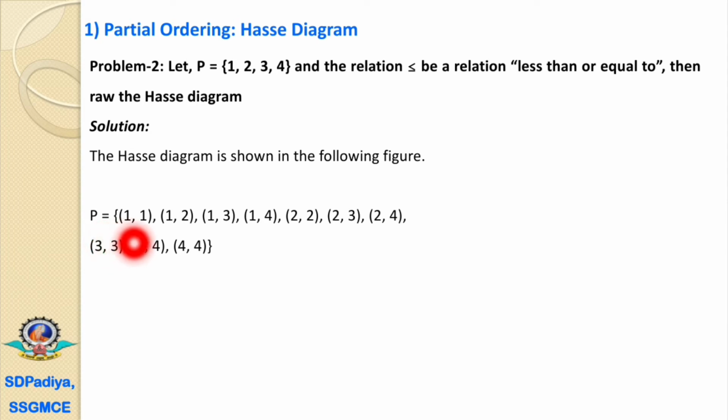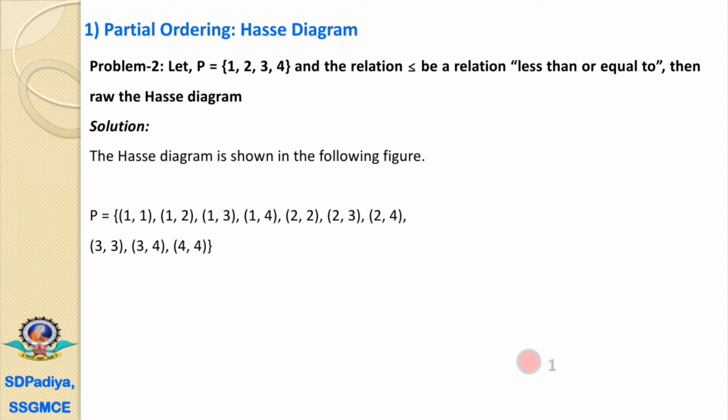then it will be 1 comma 1, because 1 is less than or equal to 1, 1 is less than or equal to 2, 1 is less than or equal to 3, 1 is less than or equal to 4. Same for 2 is less than or equal to 2, 2 is less than or equal to 3, then 2 comma 4, 3 comma 3, 3 comma 4, and the last is 4 comma 4.